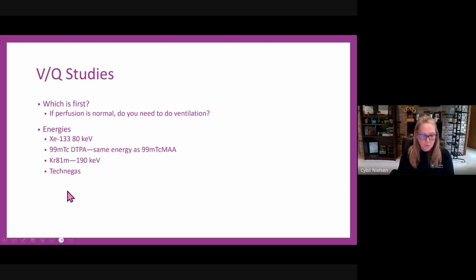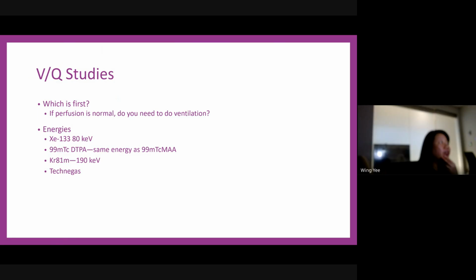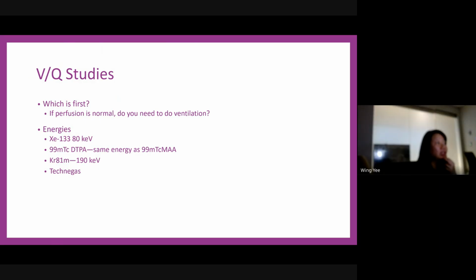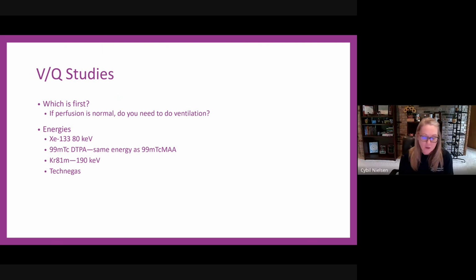Okay. So which do you do first, the ventilation or the perfusion? Ventilation. How come? Because it's low dose. Yeah, that's very good. What if we were doing xenon for the ventilation? What would we do first? We do gas first, because the washout is quicker. Okay. And also because it's lower energy. Lower energy.